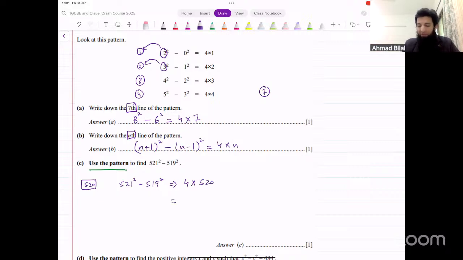We can evaluate this and see what that is. You have to make sure that you write this down, 4 times 520 first. And then you figure out what this is. 500 times 4 is 2000. And then 20 times 4 is 80. So this is going to be 2080. That's the result that you have here. This is what you get from this. Okay, using the pattern, it's 2080.